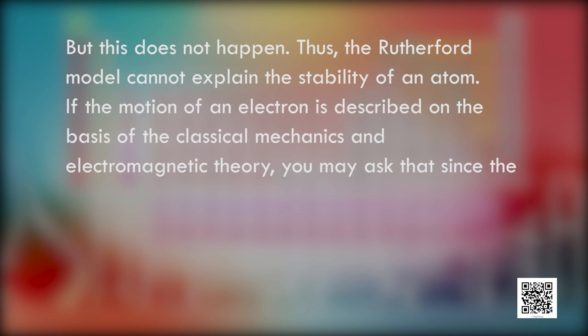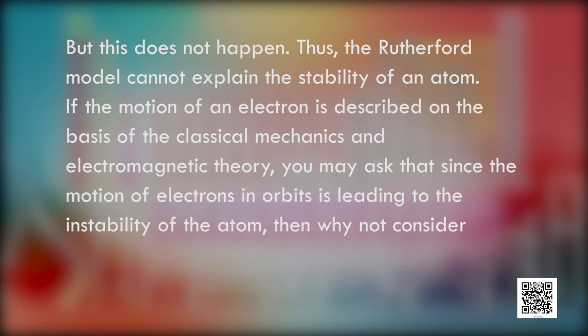If the motion of an electron is described on the basis of classical mechanics and electromagnetic theory, the Rutherford model does not specify it. You may ask that since the motion of electrons in orbits is leading to the instability of the atom, then why not consider electrons as stationary around the nucleus? If the electrons were stationary, the electrostatic forces of attraction between the dense nucleus and the small electrons would pull the electrons, and again the electrons would merge into the nucleus.